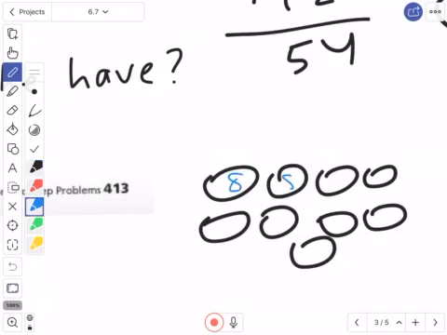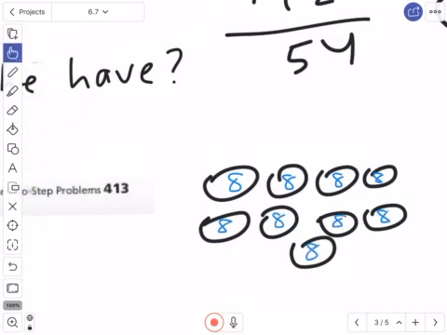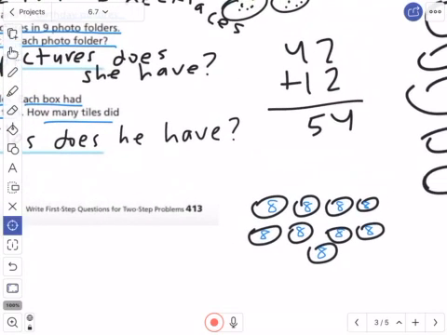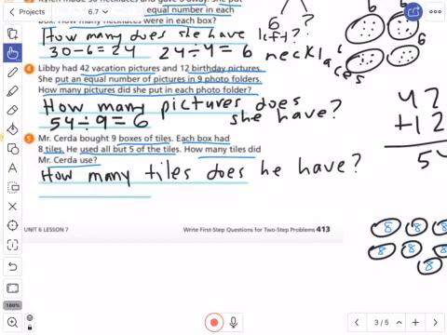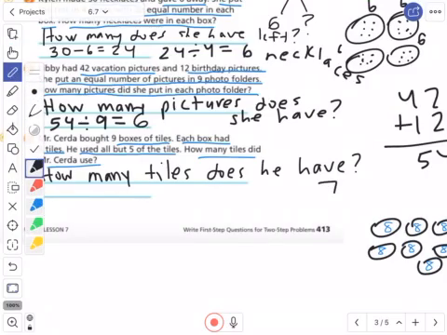There's 8 in that one, 8 in that one, 8 in that one, 8 in that one, 8 in that one, 8 in that one, 8 in that one, 8 in that one, 8 in that one. And so I could do my count bys for that. 8, 16, 24, 32, 40, 48, 56, 64, 72. So 72 for that one. So I know that he has 72 tiles.